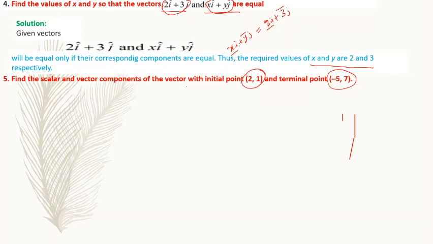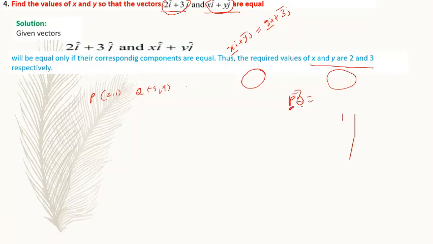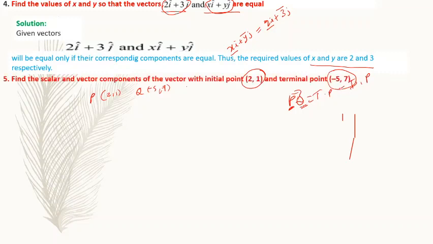If I take P as (2, 1) and Q as (-5, 7), the new vector, that means PQ, I need to find out. In the vector PQ, P is the initial point and Q is the terminal point. So how to find vector PQ? Terminal point minus initial point, correct? This is the formula. Yes or no? Yes. So let us find this.